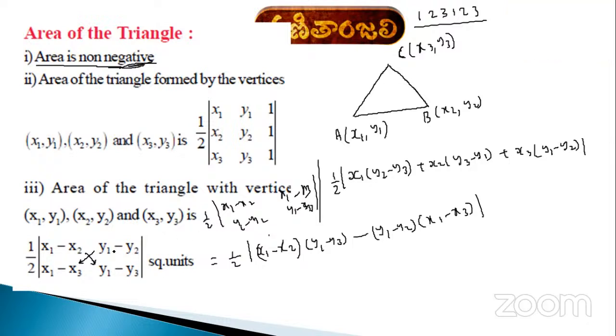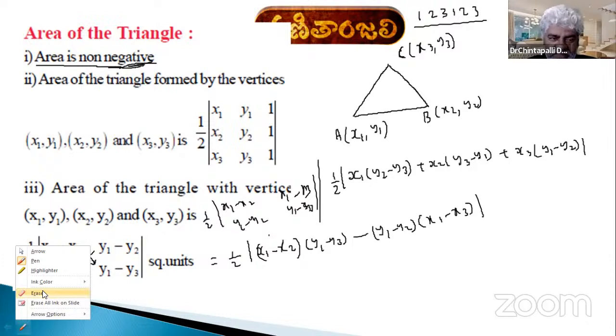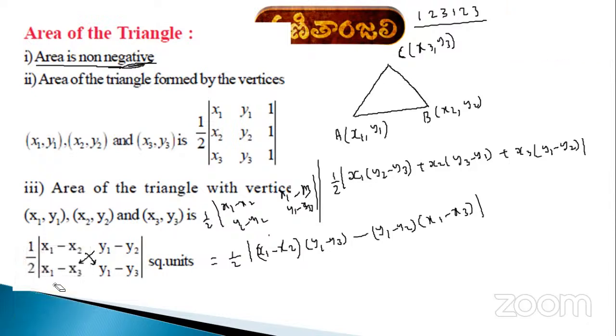What's the difference between them? The first column is written as the first row, and the second column is changed as the second row. Instead of x1 minus x2, y1 minus y2, we write x1 minus x2, x1 minus x3. This is also correct. These are the various ways to write this formula. I'm telling all these methods so that you can get command over this subject, right? Yes, sir. Let's start questions.